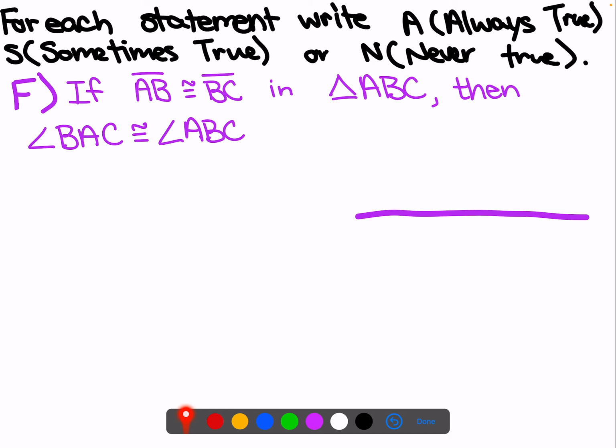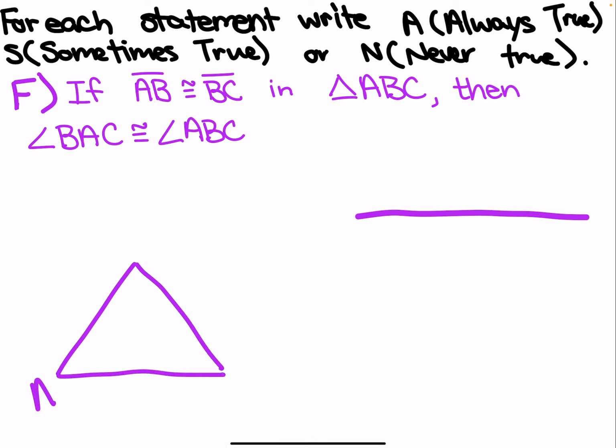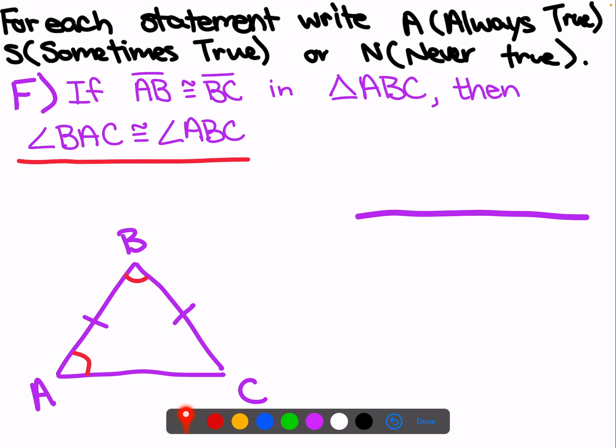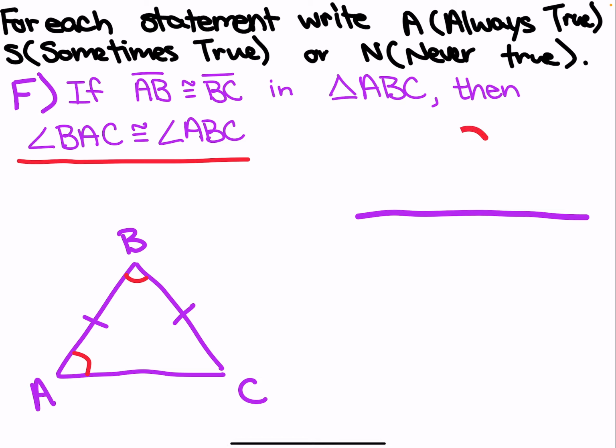Well, for this one, I encourage you guys to draw it out. If I draw this out, triangle ABC, and I draw exactly what they tell me, AB is congruent to BC, angle BAC is congruent to angle ABC. Well, automatically looking at this, I can see that this is not always going to be true. This is only sometimes true.